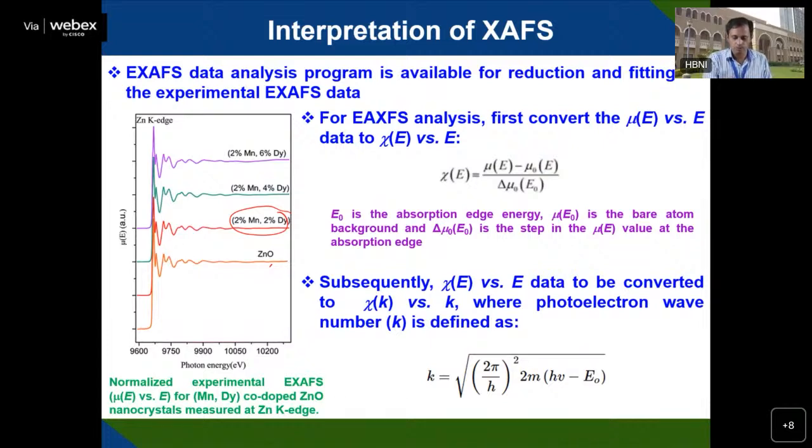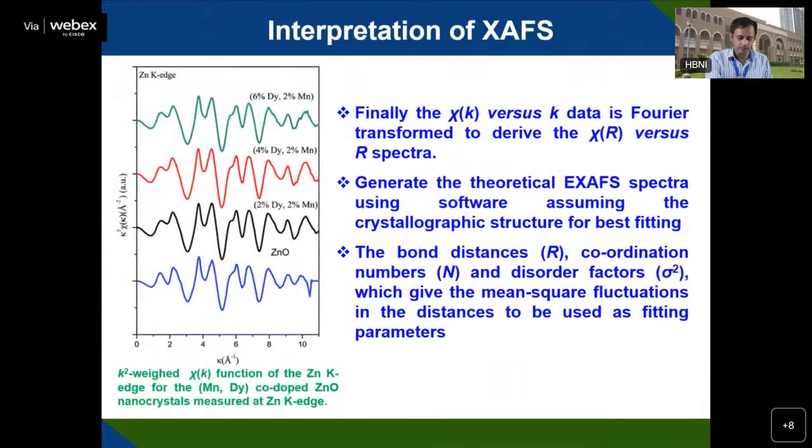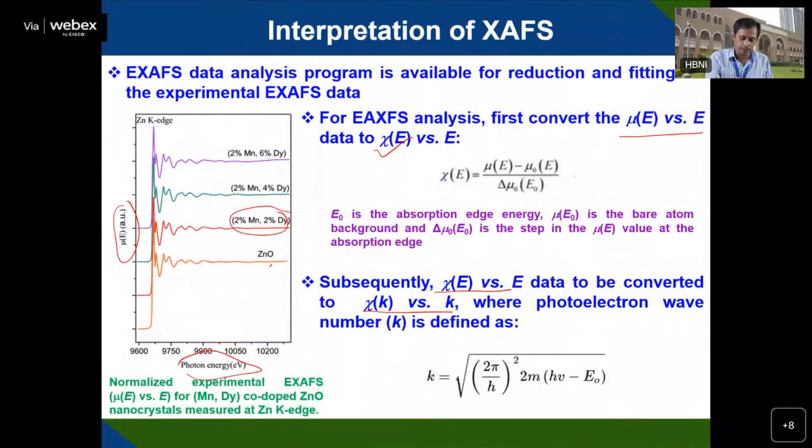So first, what you have to do in EXAFS analysis is convert mu E versus E. This is mu E, the mass absorption coefficient versus photon energy. This you have to convert to chi E by using this equation. And then once you get chi E, subsequently chi E versus E data will be converted to chi K, that is the energy to wave vector relation, chi K versus K, where K is the photoelectron wave number.